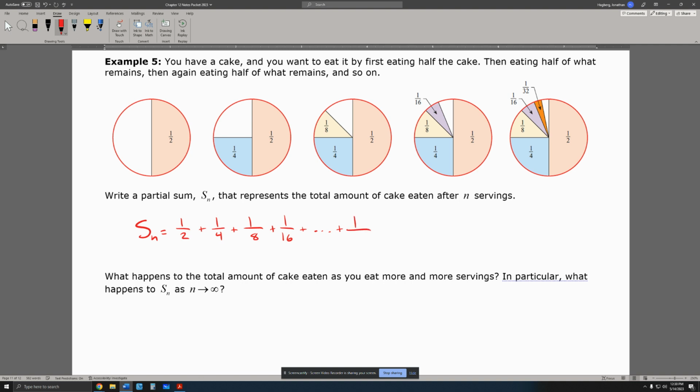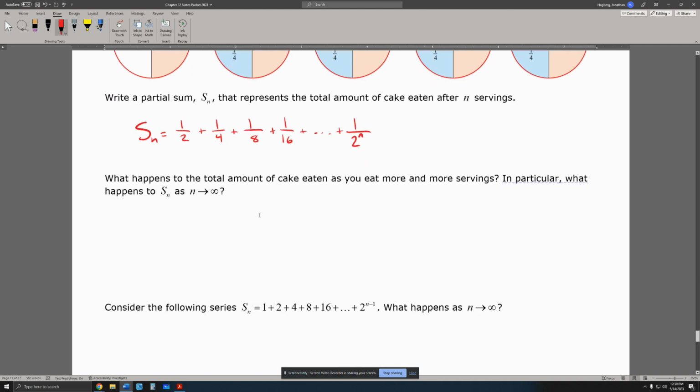And so eventually, our nth serving of the cake is going to be 1 over our power of 2, so 2 to the power n. And the partial sum of this is the sum of the n terms of the sequence. So then what happens to the amount of cake after you've eaten more and more servings? So in particular, what happens to the partial sum Sn as n approaches infinity?